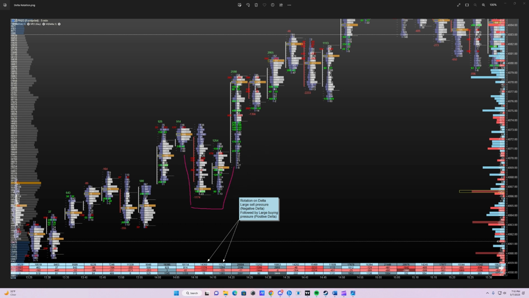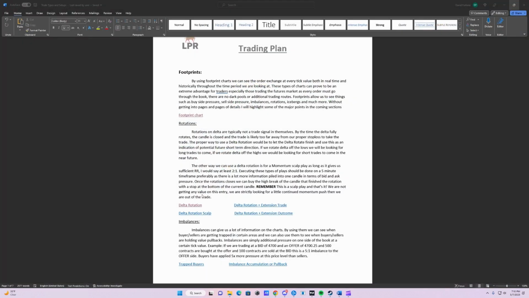Okay, I've got some photos here to show you about trades that we can take off of this. So delta rotation scalp play.